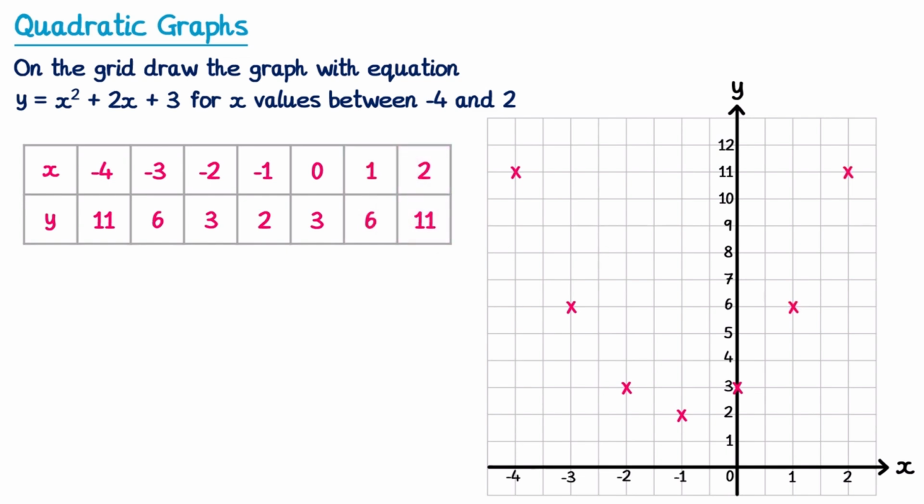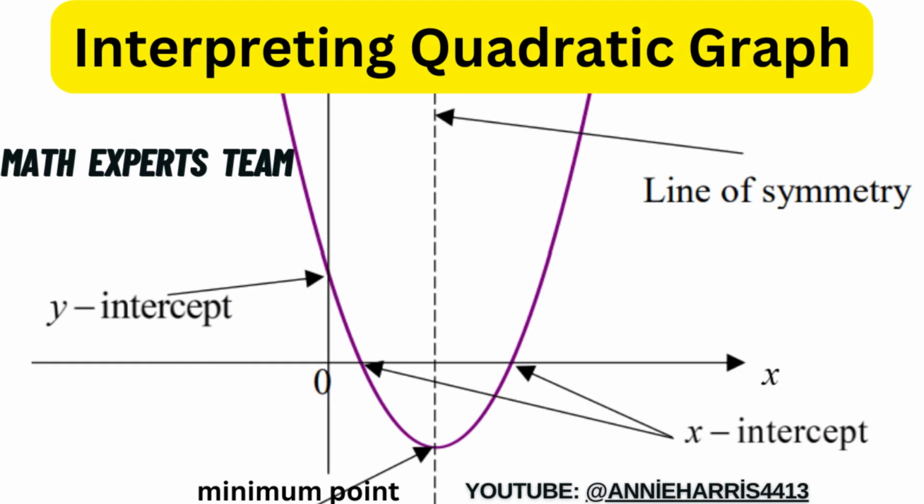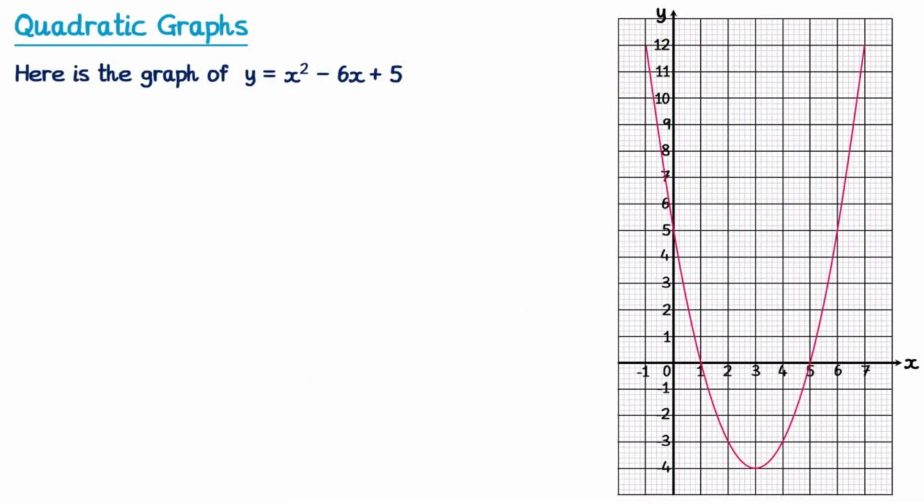Now to complete this question, we need to join each of these crosses together, and you might be tempted to get a ruler and join them up with straight lines like this, but this will not get you full marks. This graph is a quadratic graph, and it should be a nice smooth curve, so we would draw it something like this instead.